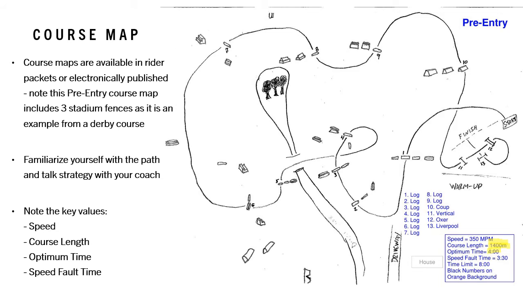And the last thing I asked you to look for was the speed fault time. And that's the one that is your limit on how fast you can go. So 3 minutes and 30 seconds is the fastest you can go at this level on this course without getting time faults. And it was based on the next fastest optimum speed, which was 400 meters per minute at pre-training level, actually.